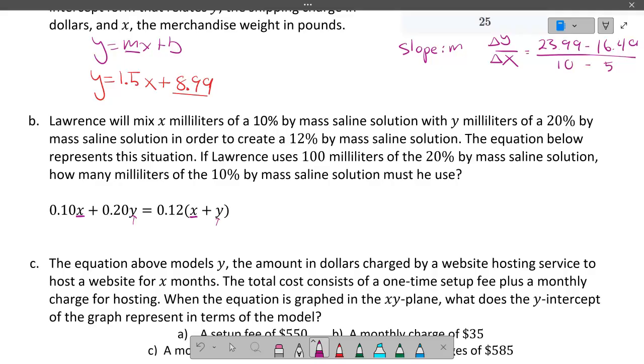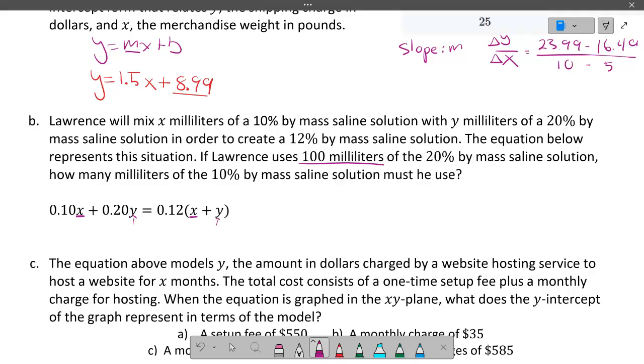I need a value for Y. 100 milliliters. If Lawrence uses 100 milliliters of 20%, how many milliliters of 10% does he need? So they're telling us what Y equals with 100, and then we can use that to solve for X. What can I do to make this equation easier to deal with? Because these decimals get annoying.